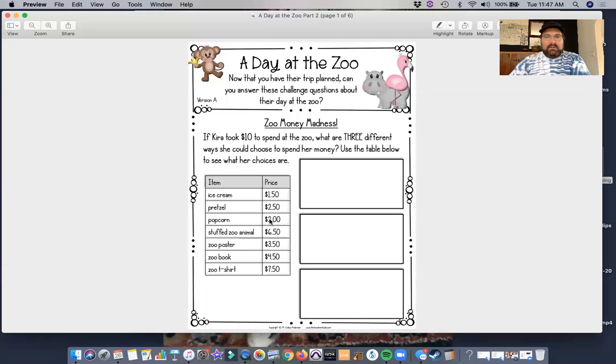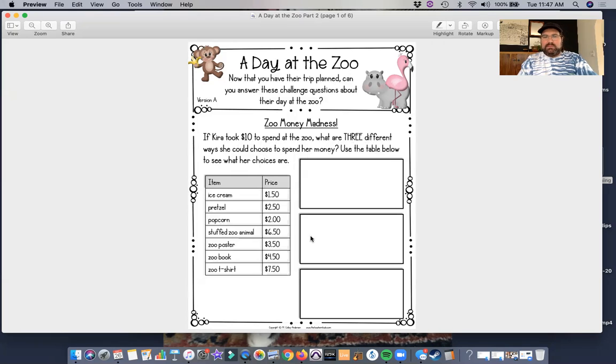We can see we have a little menu with some prices here. Here's the question, listen carefully. If Kira took $10 to spend at the zoo, what are three different ways she could choose to spend her money? Use the table below to see what her choices are. Let's read it one more time together. You can read along with me. If Kira took $10 to spend at the zoo, what are 3 different ways she could choose to spend her money? Use the table below to see what her choices are.